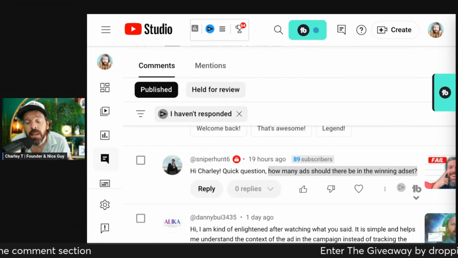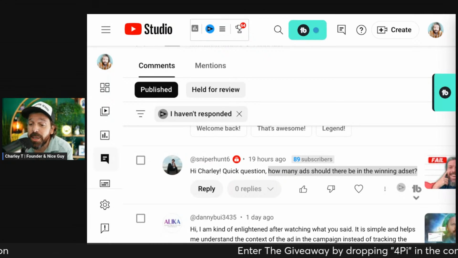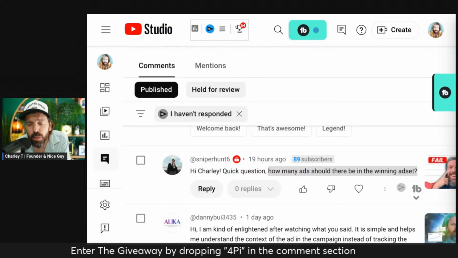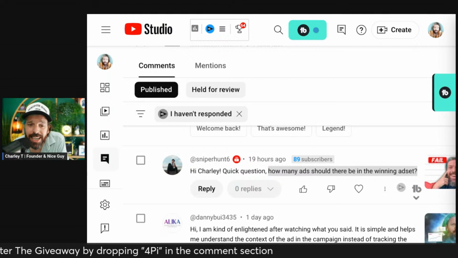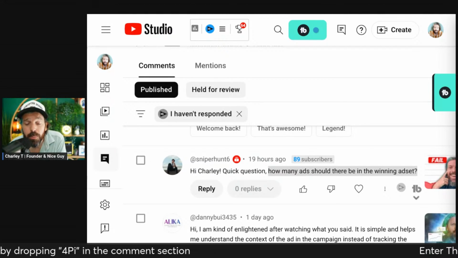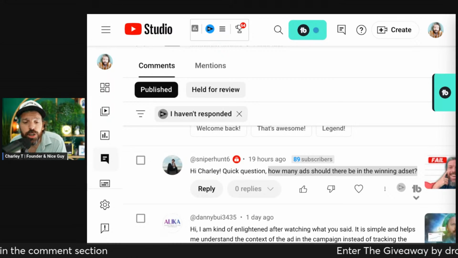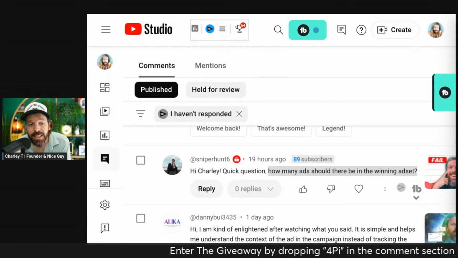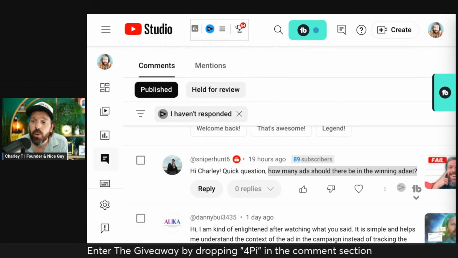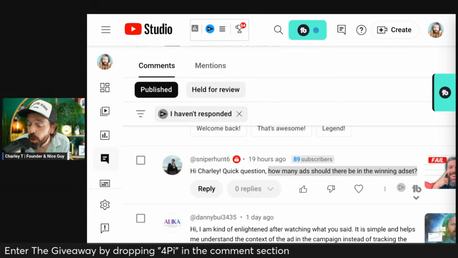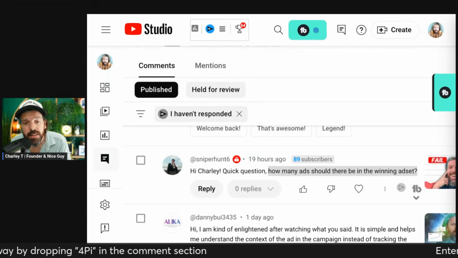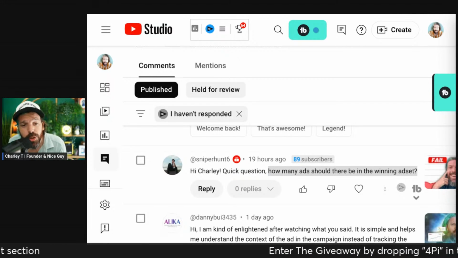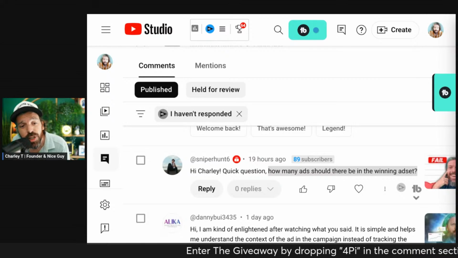So when it comes down to how many ads should there be, it should be a large enough number for you to have an understanding of what the outcome will be from those ads. But it should also be small enough for you to be able to understand the impact each ad has. You want to have enough variety to cover your bases when it comes to a 4PI analysis, but you also want it to be small enough for you to be able to exhibit control and actionable insight.